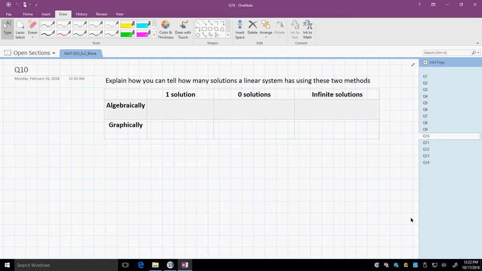No solutions, zero solutions. What happened just now, right? There is no overlap, the lines are parallel to each other. What happens when the lines are just parallel to each other? There's not going to be an intersection. When there's no intersection, it's no solution. So no intersection, no solution.